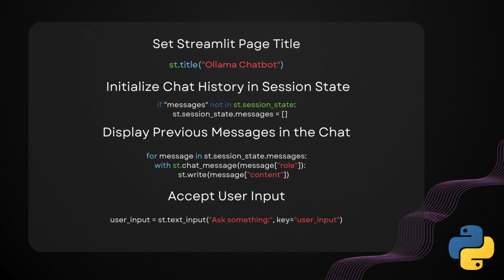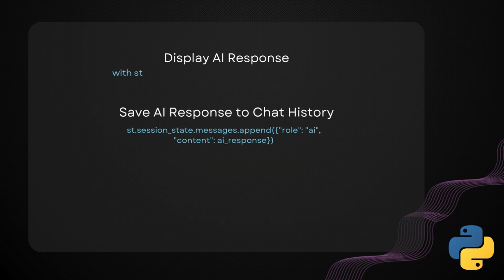Accept user input. Provides a text input box for the user to enter a question. The user input ensures that the input field retains state between interactions. Process user input. If user_input is not empty, displays the user's message inside a user chat bubble. Stores the message in session_state.messages for chat history.